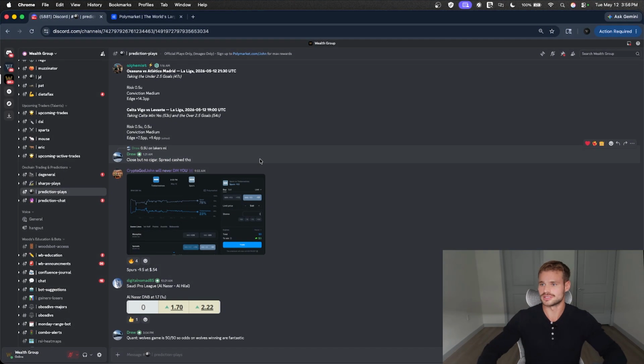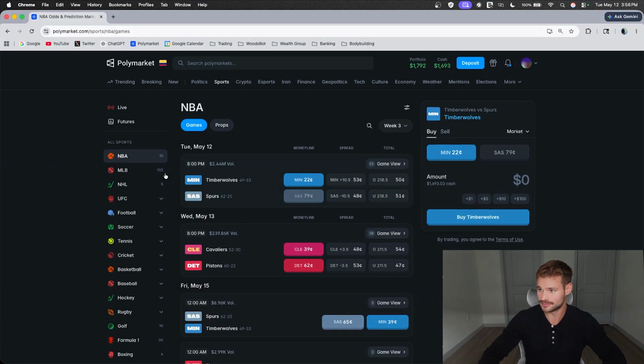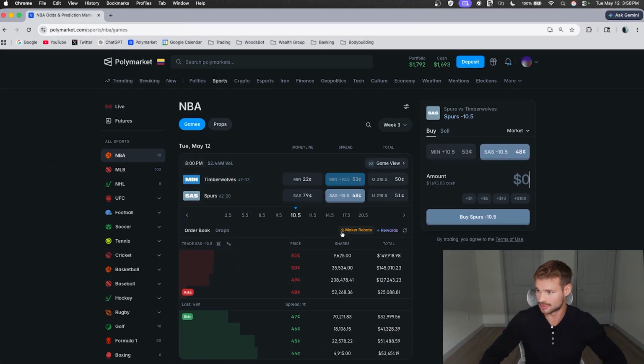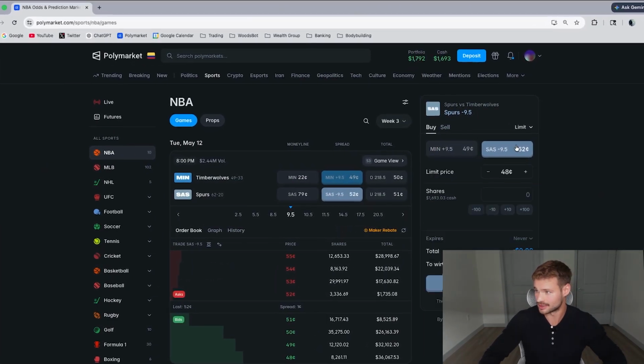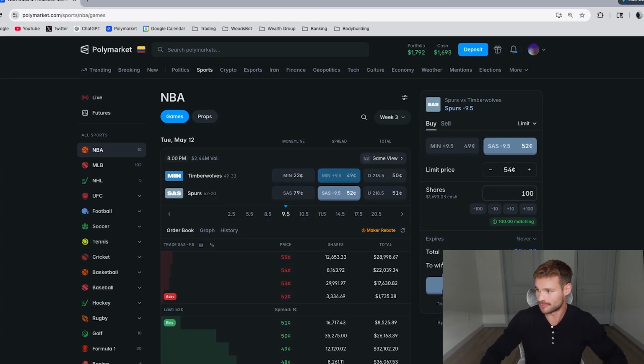Now let's use John's example. He's betting on the Spurs to win on a spread of -9.5. He has a limit order price at 54 cents. Let's go back to Polymarket, go to NBA, betting on the Spurs, spread -9.5. He has a limit at 54 cents. Putting in 100 shares, so I'm betting a total of $54 to win $98.